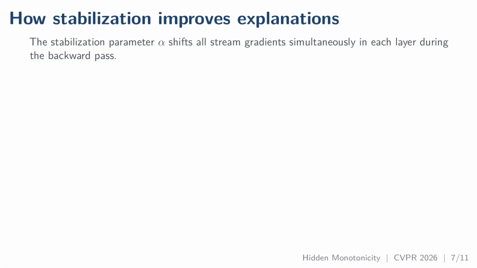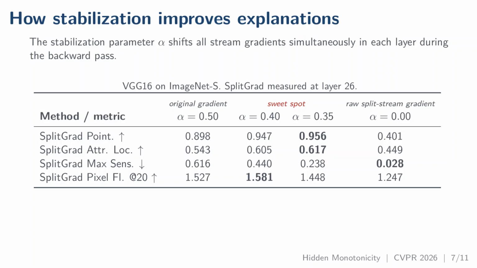The stabilization parameter alpha determines the strength of shifting in the backward pass. At alpha equals 0.5, the calculated sensitivities align with the original network gradient, while at alpha equals 0, we are at the raw split stream gradient. Let's have a look at the results. Pointing gain peaks at 95.6% for alpha equal to 0.35. And we can also see for the other metrics that stabilization sweet spots for alpha smaller than 0.5.